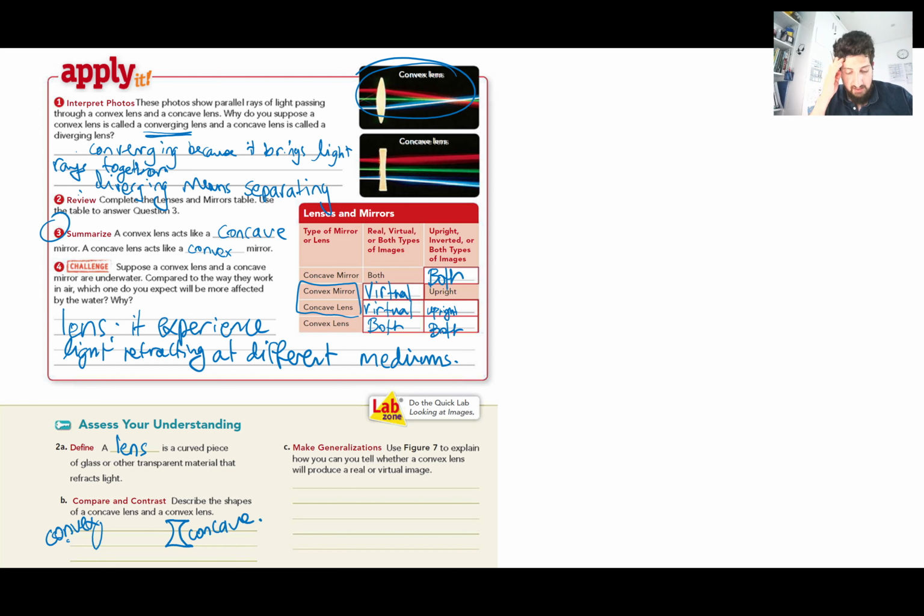Make a generalization. Use figure 7 to explain how you can tell whether a convex lens will produce a real or virtual image.